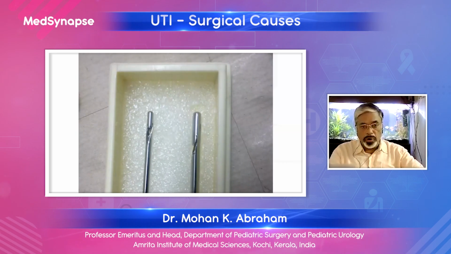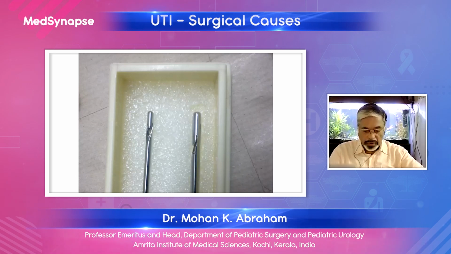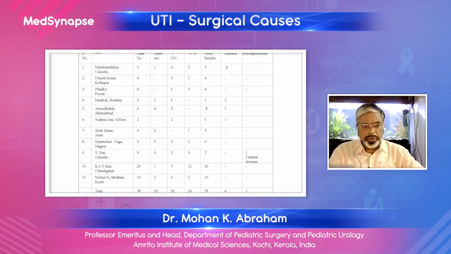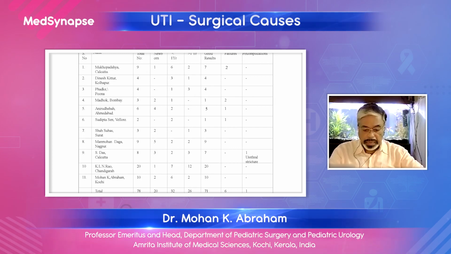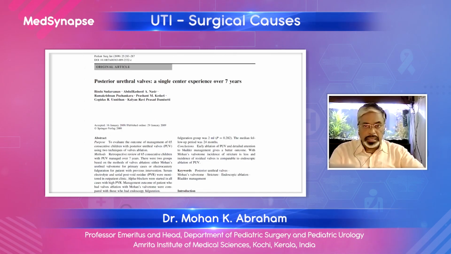It is made of hollow tubes, but the tip is beveled in such a way that it doesn't catch anything other than a floating valve. So I gave it for trial to my friends in India. We had 78 cases in total with only one stricture, which is much better than a fulguration. We have published our experience of 7 years.